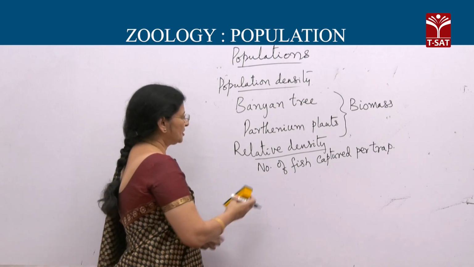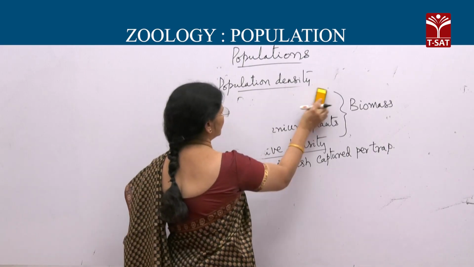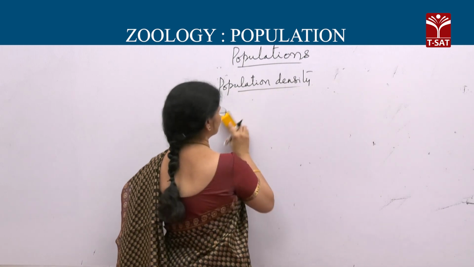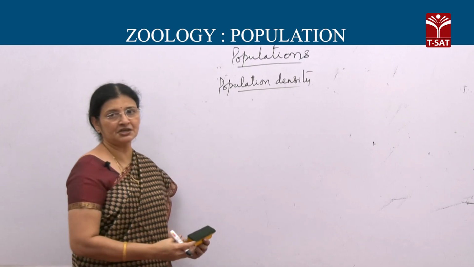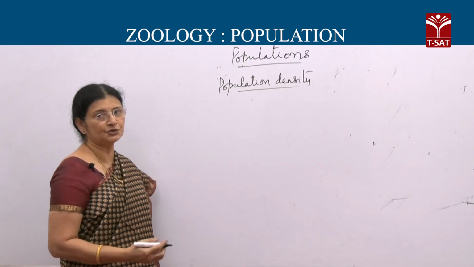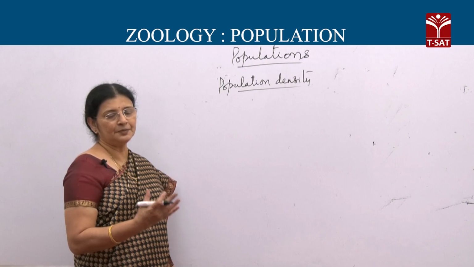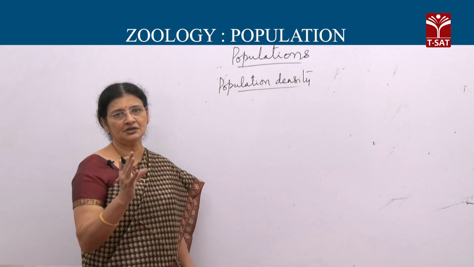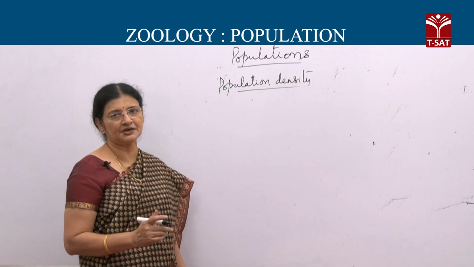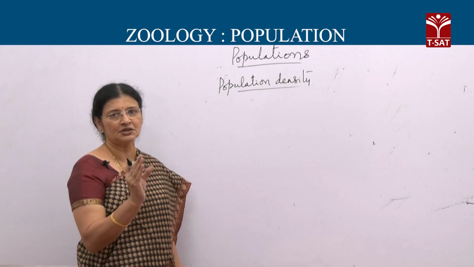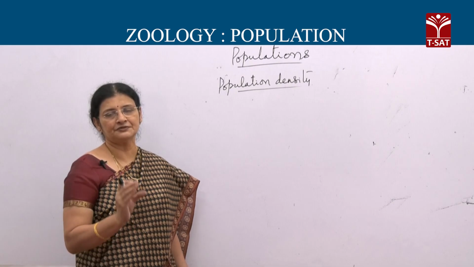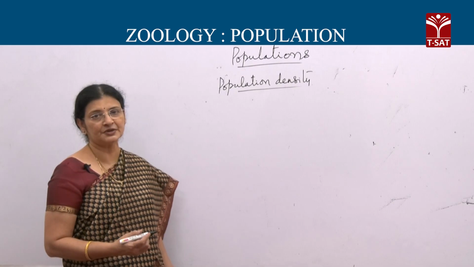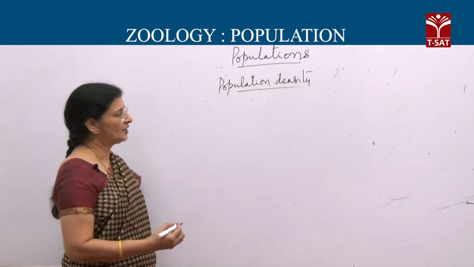Or if you take some microorganisms like Chlamydomonas or some bacteria, then we take volume. In a petri dish, we can find how many Chlamydomonas organisms are there. Some 1,000 Chlamydomonas in a specific volume they mention. That way also they express the population density.